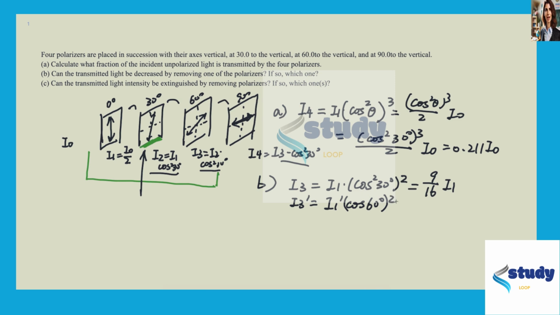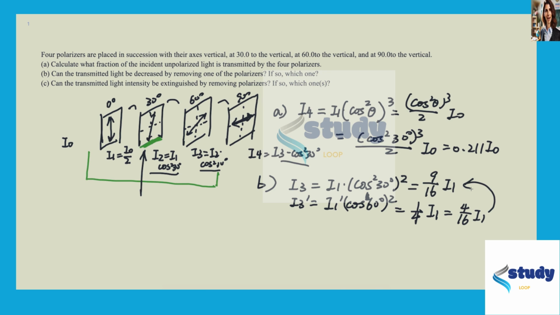And what is cosine 60 degrees? Cosine 60 degrees is 1/2. So when we have cosine 60 degrees squared, that is 1/4 I1. What is 1/4? It is 4 over 16 I1. So compared to the previous case, we can see it decreases from 9 over 16 to 4 over 16. So by removing the second polarizer, we can decrease the intensity of the light.